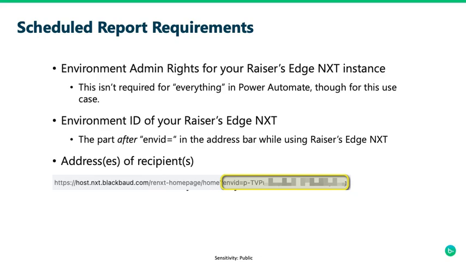This isn't necessary for everything that connects to Power Automate. This is a special use case. You will also need your environment ID. When using the web view of Razor's Edge NXT, take a look at the address bar in your browser. The part after envid equals is your environment ID.